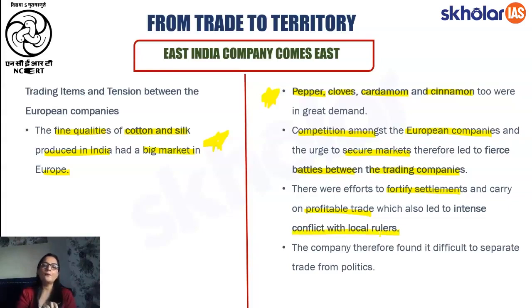So there is a twin conflict going on. That is, first, conflict within the European companies and second, conflict with respect to the local rulers who do not want such a prominent presence of these European companies in their own territory. So these were the reasons because of which the company found it difficult to separate trade from politics. So herein we can see that the East India Company was not only trading with respect to certain products in our country, rather it had to actively engage with the local politics in order to have a prominent presence to mold certain policies in order to yield more and more profit.